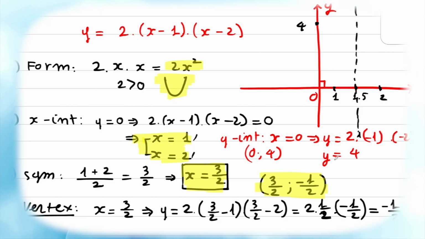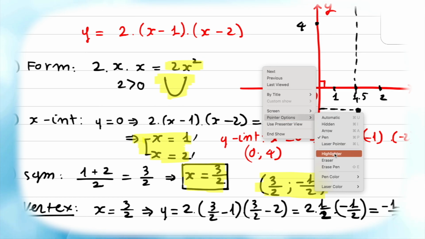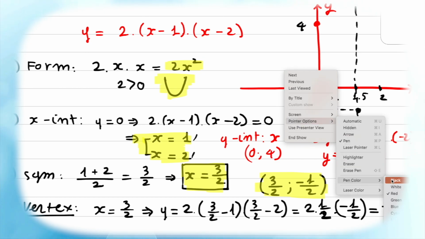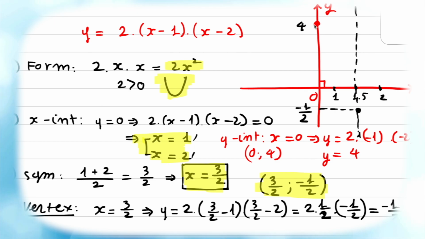And the next step, I will place the vertex. For the vertex here, you have 3 over 2 and minus 1 over 2. So minus 1 over 2 will be at this point. Yes, minus 1 over 2 will be this point. So we have the main points of this one: 4 here, 1 here. Oh, sorry, this has to be black. This is 4. This is 1. Here is 2. And the vertex now.